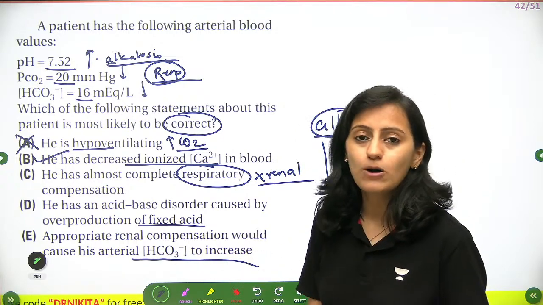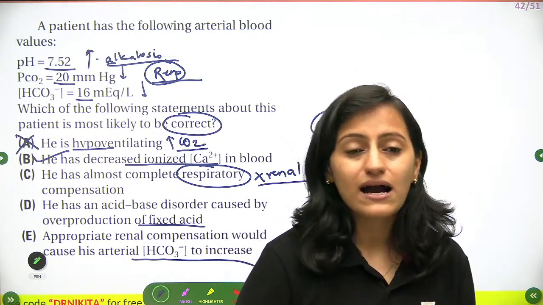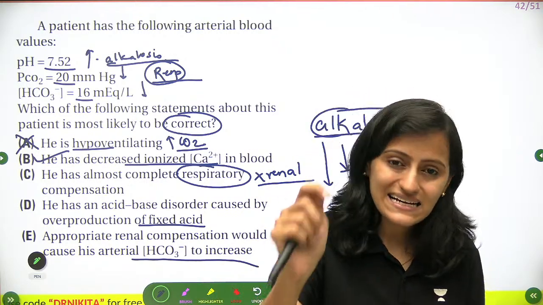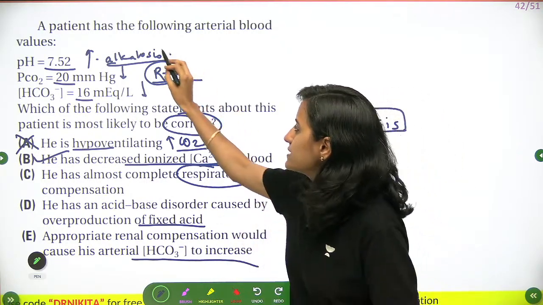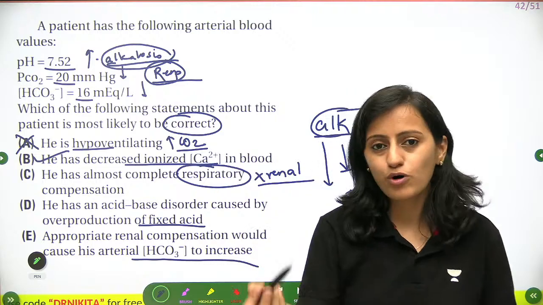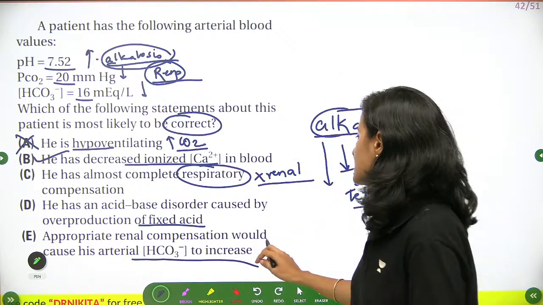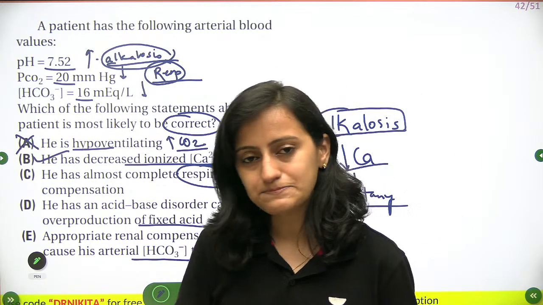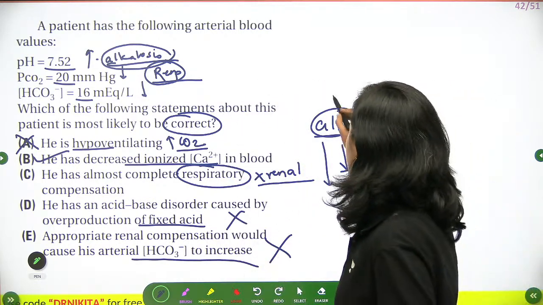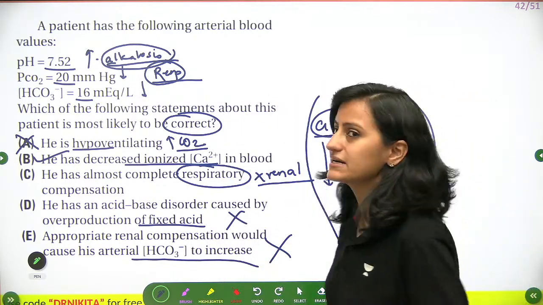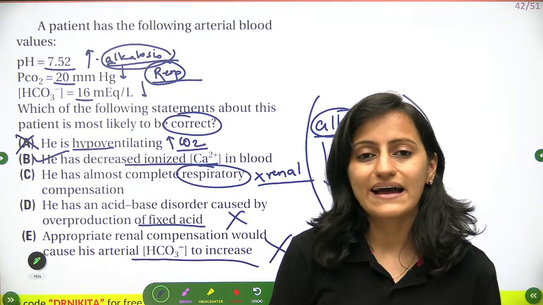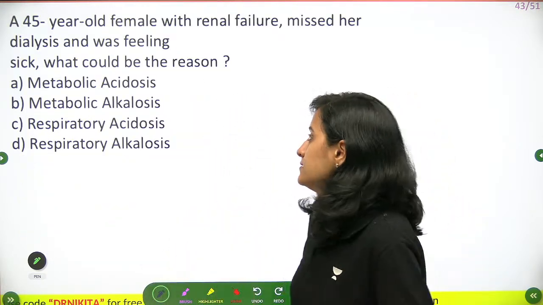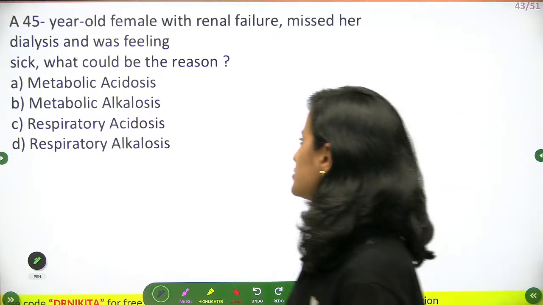Now look at the E option. When the arterial bicarbonate increases, bicarbonate increasing means alkali increasing. Already it is alkalosis. Do we want more alkali? No. So this statement is also incorrect. The rest of them are incorrect. The correct one is, in alkalosis, calcium decreases. So remember, that is your tetany-like features can come. Next one. What do you think this would be?